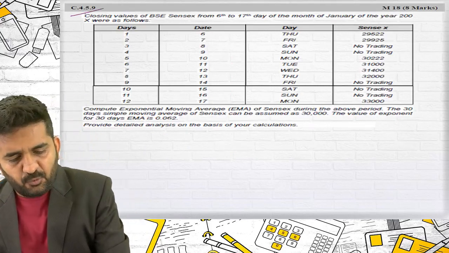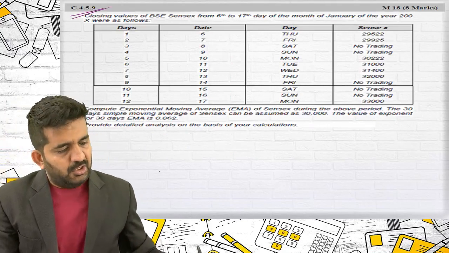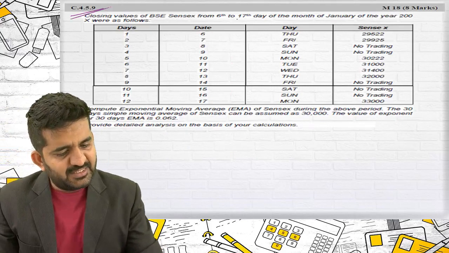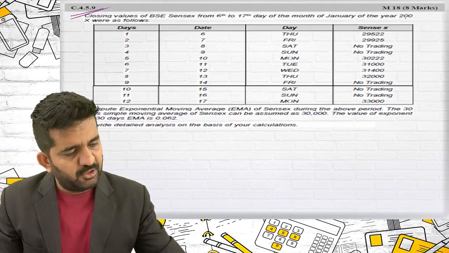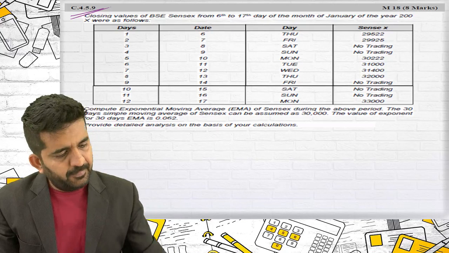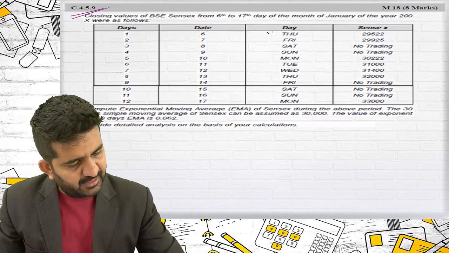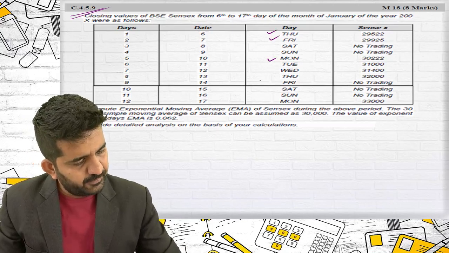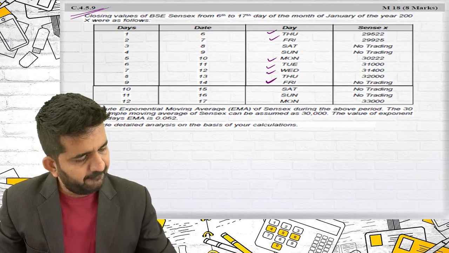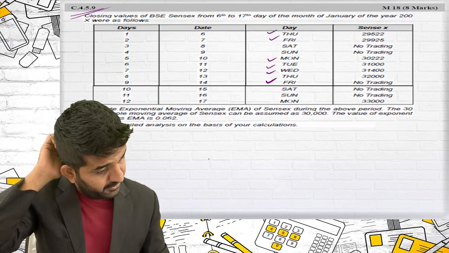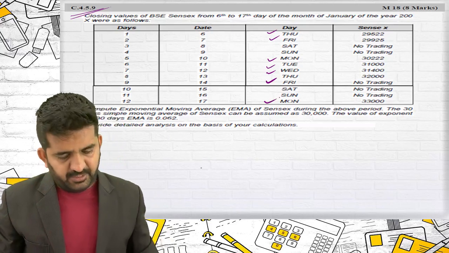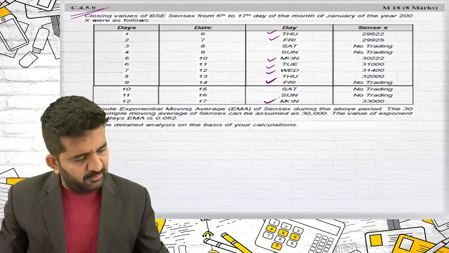Question is C 4.5.9. The closing value of BSC from 6 to 17 date on Monday of the year is 2000. So here the trading days are this: Monday, Tuesday, Wednesday, Thursday, and Monday. Compute the exponential moving average during the above period.